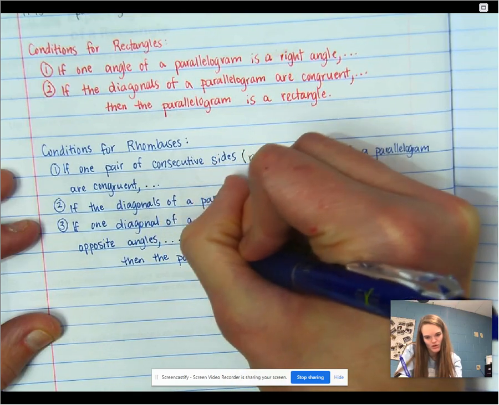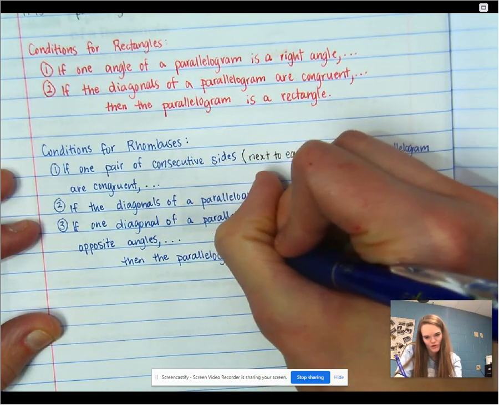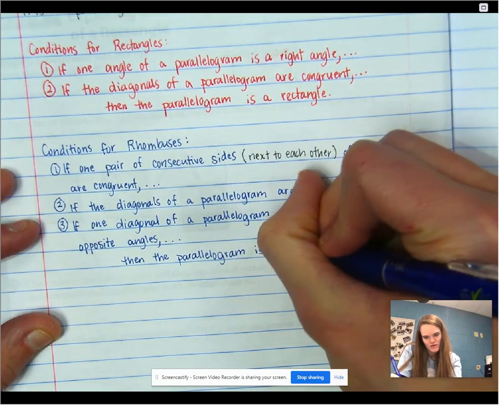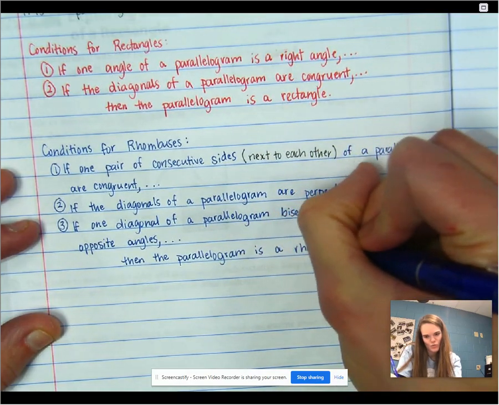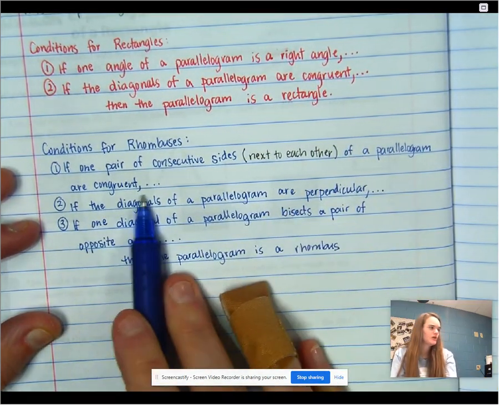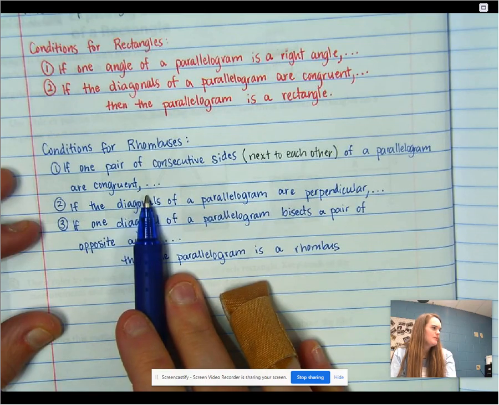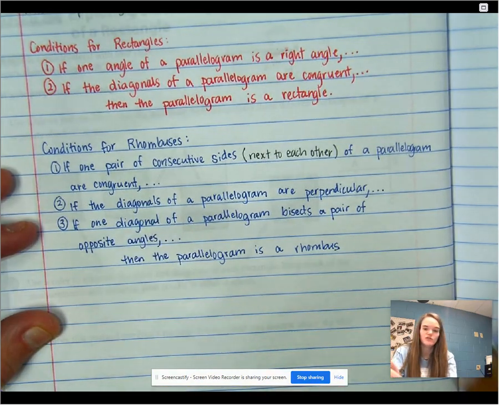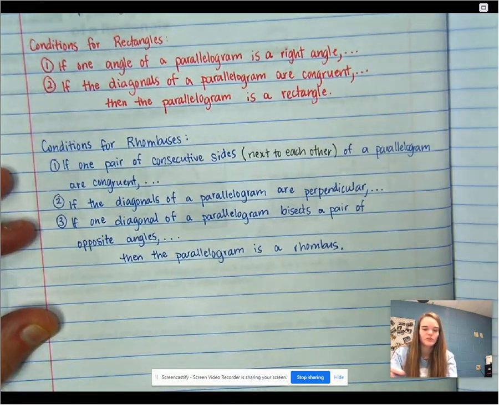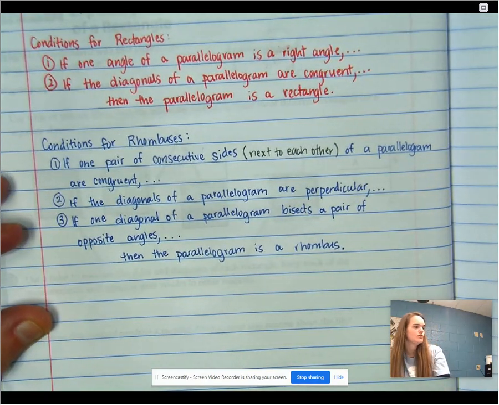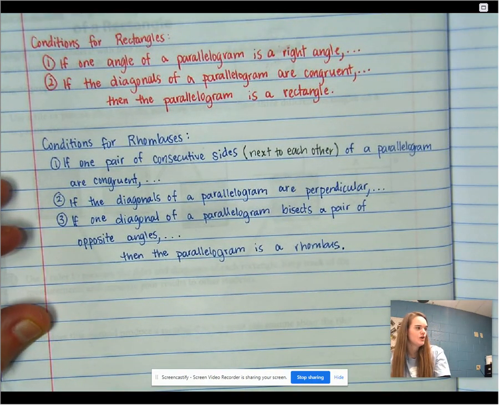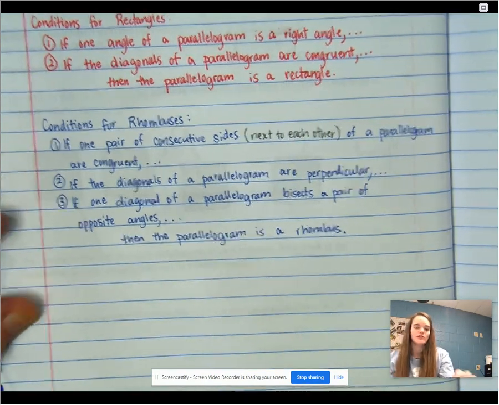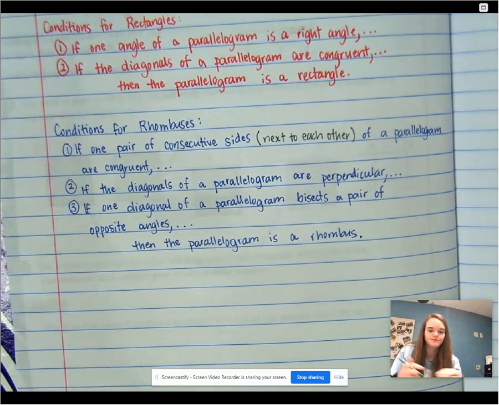By the way, all of these so far say specifically if one pair of sides are congruent. If you know that both or all four sides are congruent, then you don't actually have to know it's a parallelogram, because you could just say definition of a rhombus. So these conditions are using parallelogram because it doesn't have all the pieces. Okay. Last, let's talk about the conditions for a square.